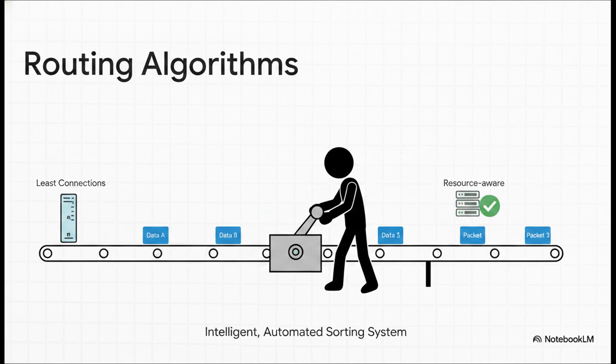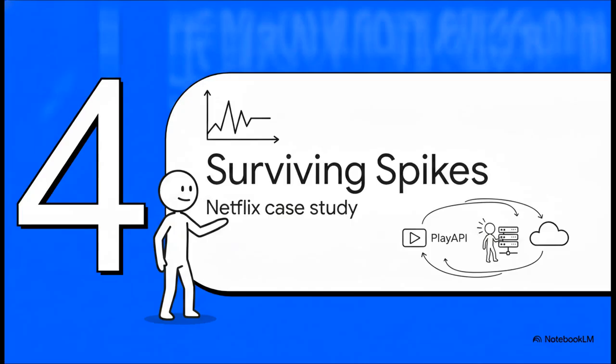It can even be resource aware or topology aware, literally monitoring real-time metrics so it only ever routes traffic to perfectly healthy containers. It's a highly intelligent, completely automated sorting system, and it is absolutely vital. Which brings us to section 4, surviving spikes like Netflix.